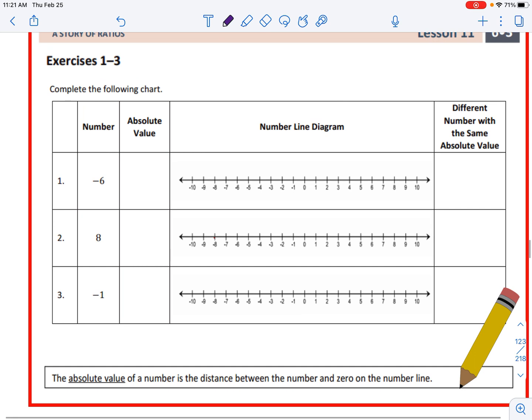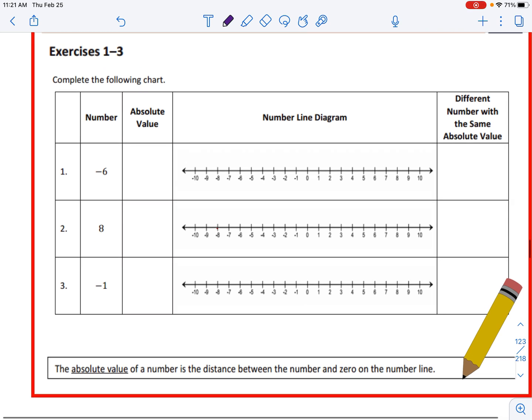Now we have a chart. This is complete the following chart. It gives us a number, and we want to write its absolute value. Then we have a number line diagram where we're just going to draw an arc from that number to 0. And then we're going to write a different number that has the same absolute value. So let's go through this. The absolute value of -6 is going to be 6. I go to -6, plot a point, and draw an arc from -6 to 0. And a number that is different than -6 with the same absolute value is 6.